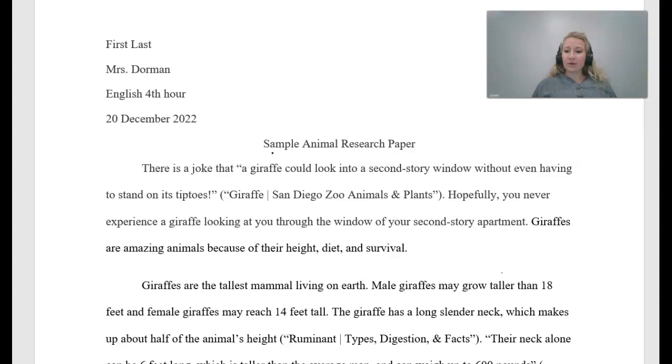And we're going to be writing an informative essay. An informative essay tells the reader about a topic, and the topic that we're writing about is an animal. It can be an animal that's currently living or an animal that's extinct, but it has to be a real animal. It can't be a unicorn or a dragon, something like that, okay?